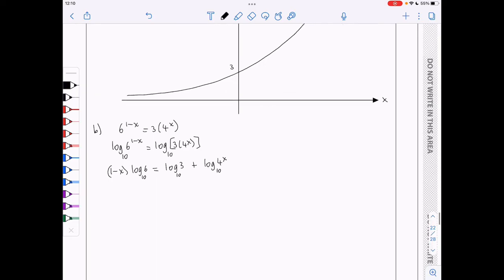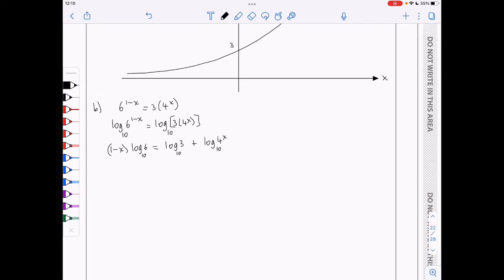Now I will expand. I'm going to write log of 6 base 10 minus x log 6 base 10 on the left, and I've got log of 3 base 10 plus x log 4 base 10 on the right.